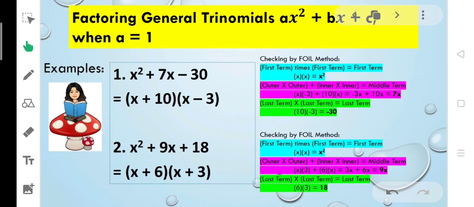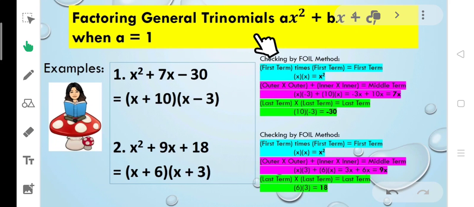Another one. We have factoring general trinomials ax squared plus bx plus c when a is equal to 1, meaning the coefficient of x squared is just equal to 1. For example, x squared plus 7x minus 30. To get the factors of the trinomial, we always obtain two binomial factors.